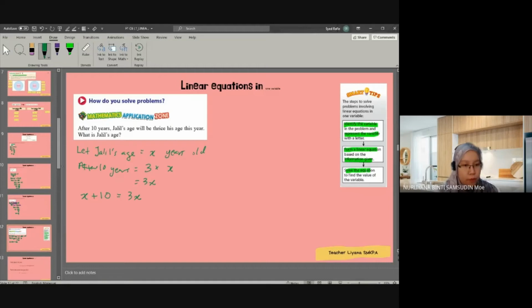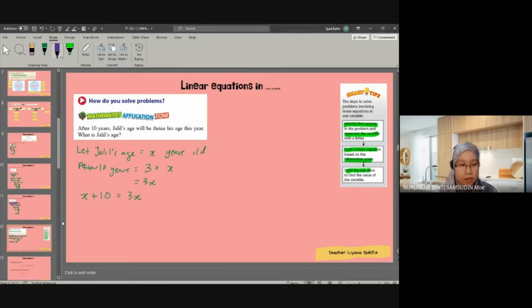What can we do now? This is the linear equation. We only did until the second part here, form a linear equation. We already did until the second part. We need to solve the equation. So how do we solve the equation?